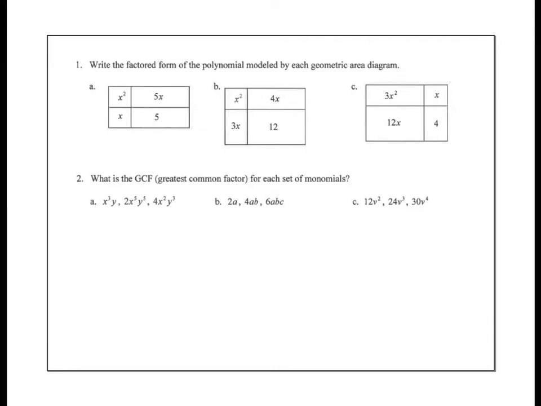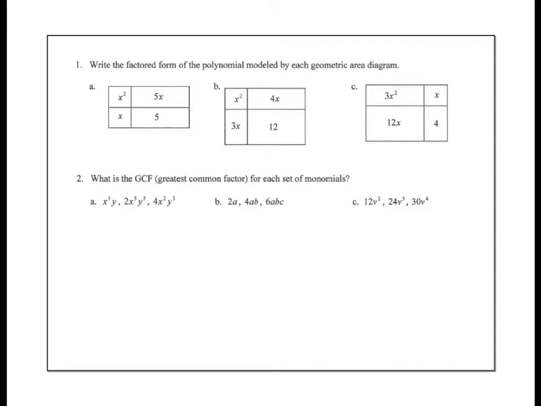So question 1 said, write the factored form of the polynomial modeled by each geometric area diagram. So these are the boxes that we use to help us factor things. The box is already filled in for you, so really you just need to work the box backwards to figure out what your two binomials would be.